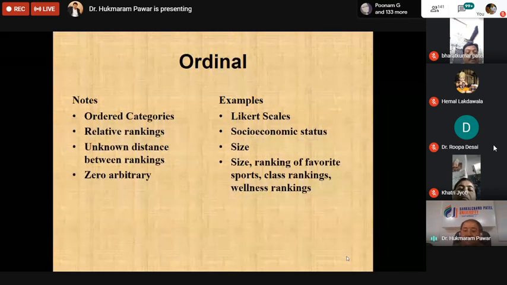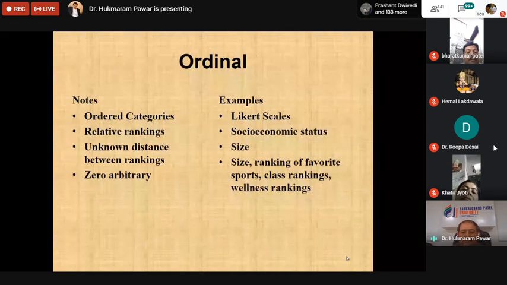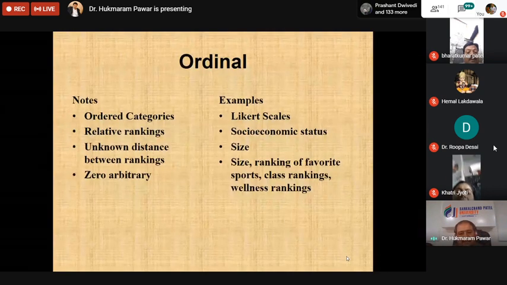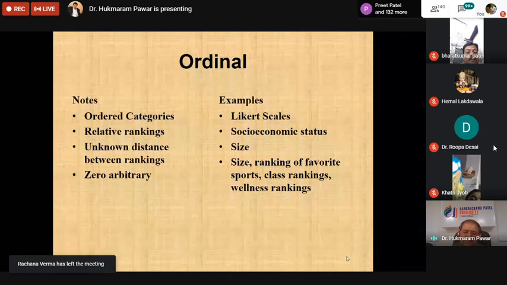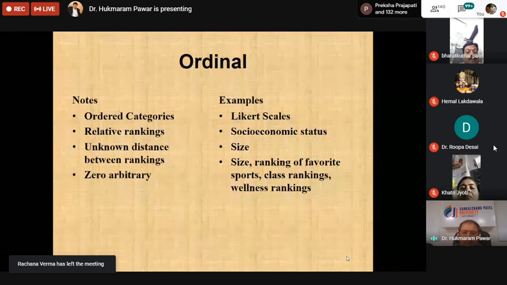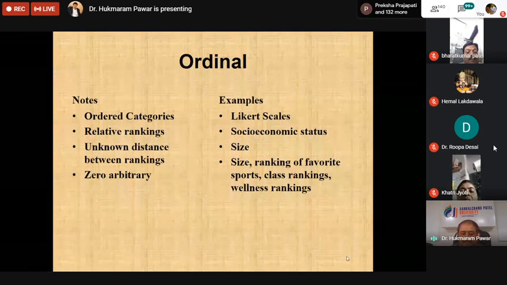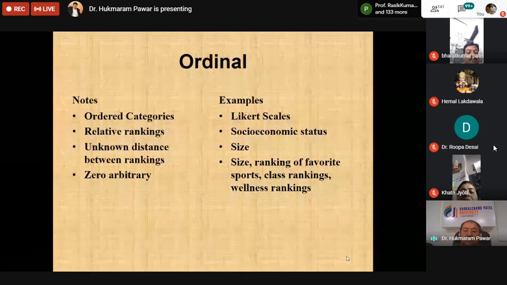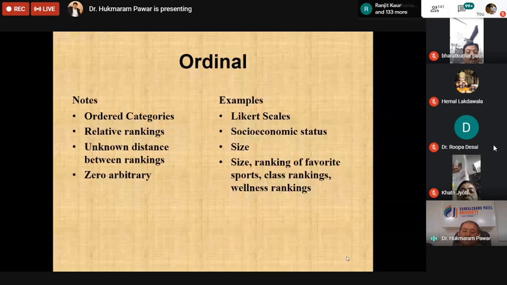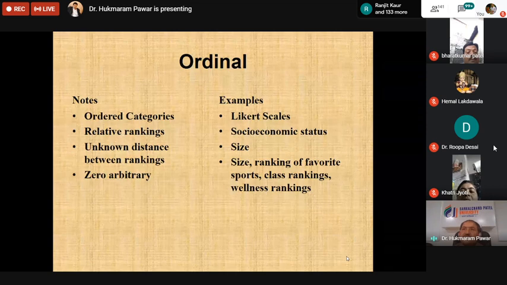In the same way, if we consider the size of a t-shirt, there is small, large and XL. But how much smaller is small than XL, and how much smaller is XL than double XL? We can't say that. So the difference is not the same. That is called ordinal: you just arrange the data in a particular order, but the difference is not the same.